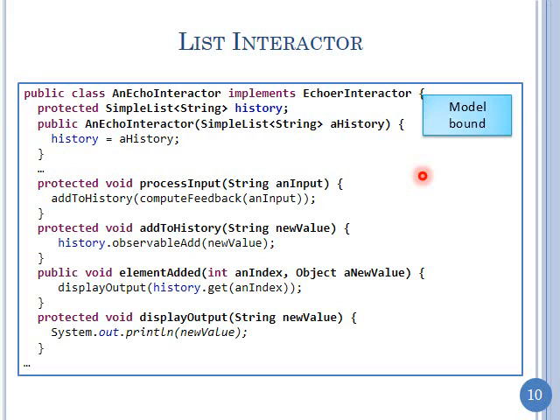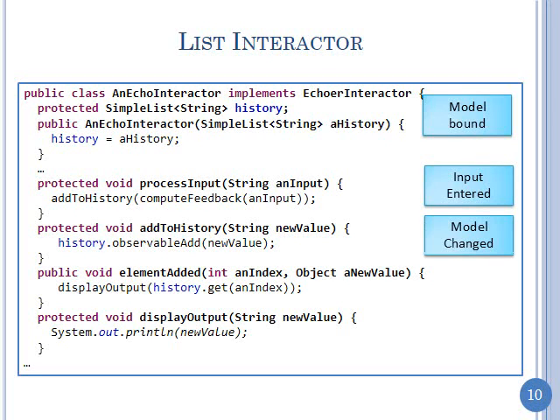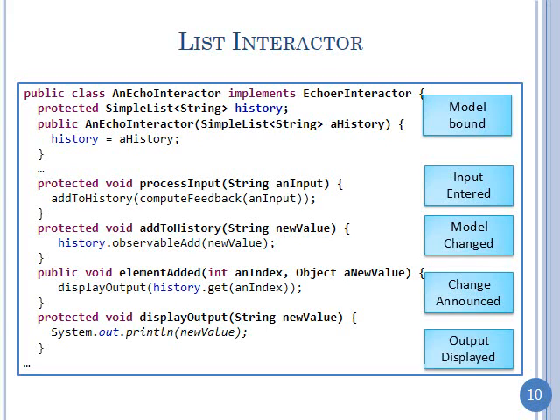It's not as if a model is burnt into a particular interactor. Okay, that's very important. And you're entering input here. That's the process input. In process input, you go and change the model. Okay, you do an add. Then the change gets announced. This is your method for change announce, element added. And in that element added method, you go and display output.